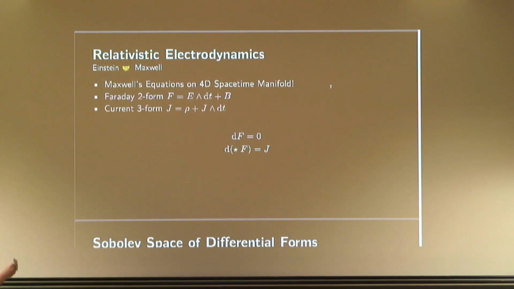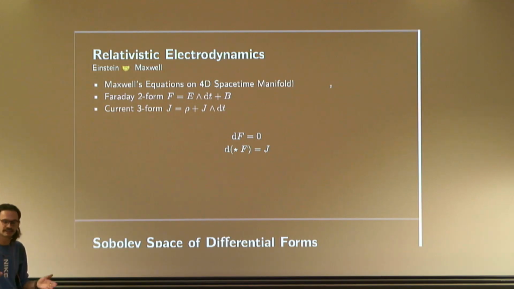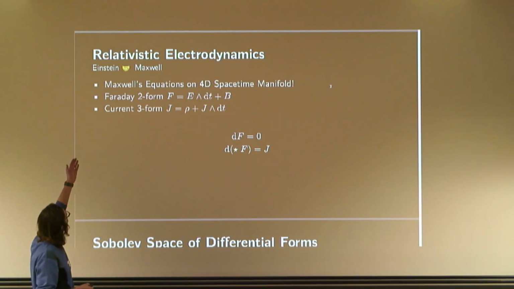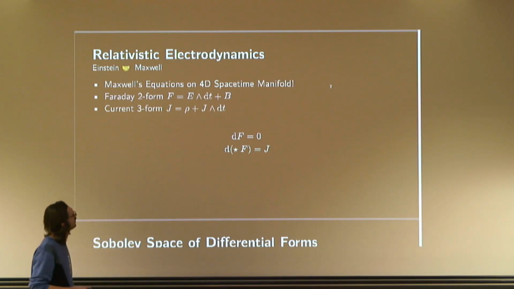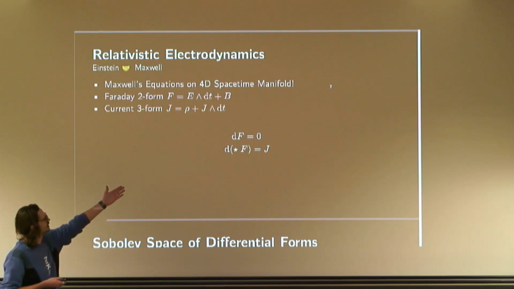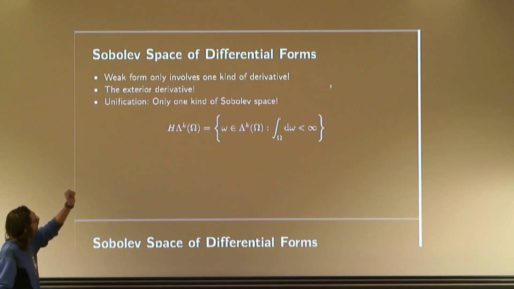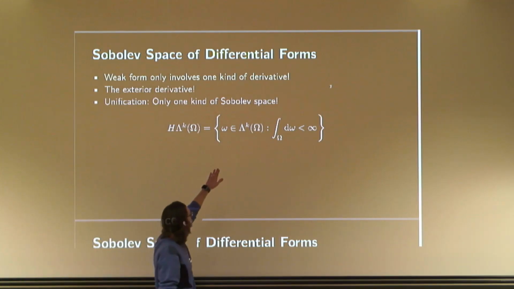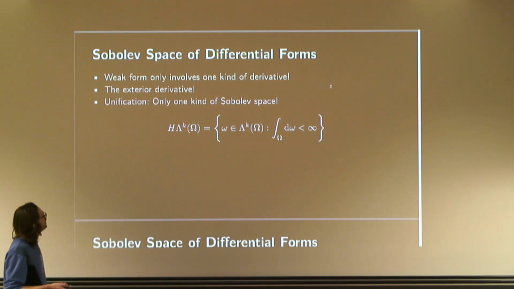We can do even better and actually make use of relativistic electrodynamics and formulate Maxwell's equations on the 4D space-time manifold. Because in FEEC, we can easily solve PDEs on manifolds, so this just works. We introduce a Faraday 2 form, a current form, and we are only left with two equations describing all of electrodynamics. And now, since this only involves the exterior derivative, we really only need one kind of Sobolev space. The Sobolev space of differential k-forms for which their exterior derivative is square integrable. And this is nice unification.